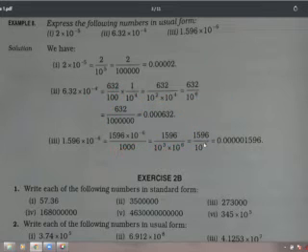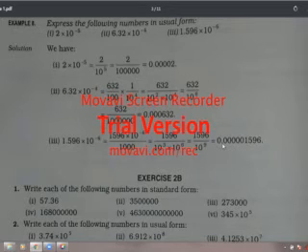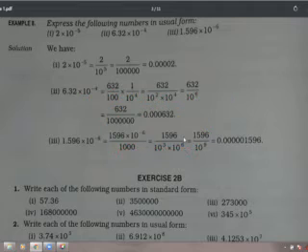That means after 9 numbers there should be the decimal, and there are only 4 numbers. So 5 zeros will be in front. You can count 1, 2, 3, 4, 5. After these zeros there is the point, and the answer becomes 0.00001596. Okay, so this is how to write it in usual form.